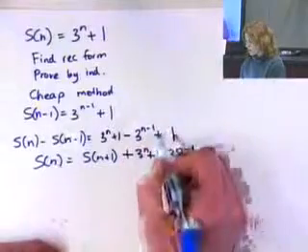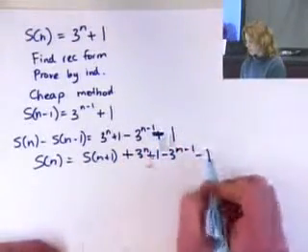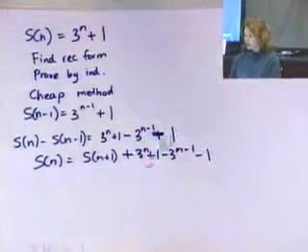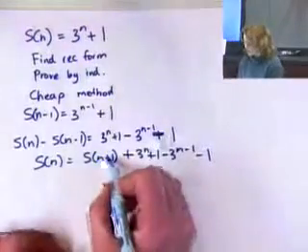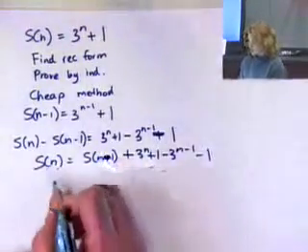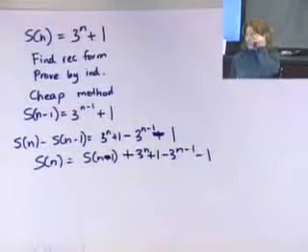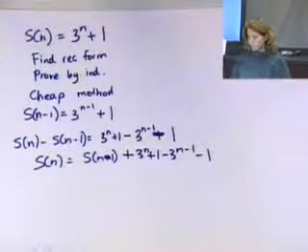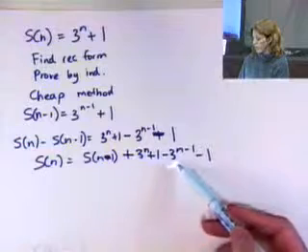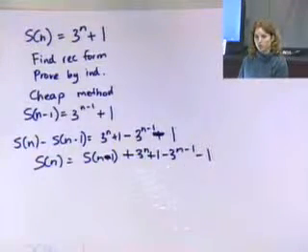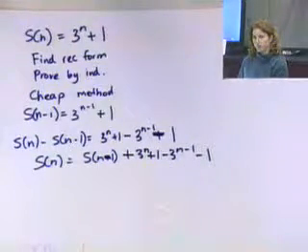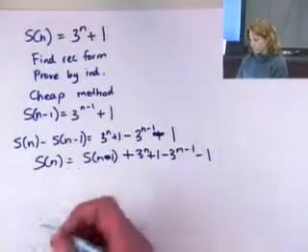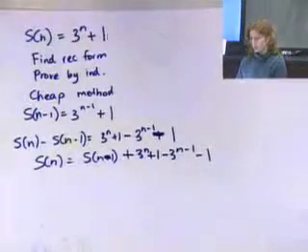And I think that should be a minus right there. It's also S of n minus 1 in the next. And that's a minus also. Sorry about that. So we have S of n equals S of n minus 1 plus 3 to the n plus 1 minus 3 to the n minus 1 minus 1. So you can double check that on your own paper when you write it.